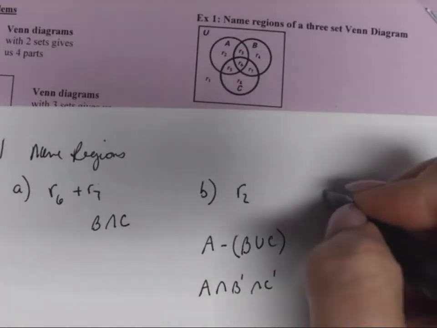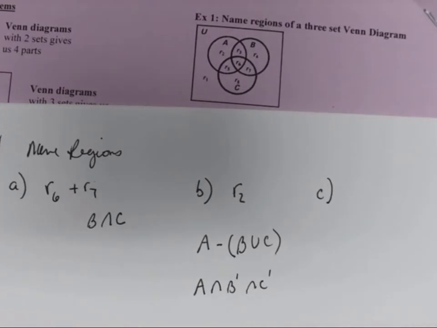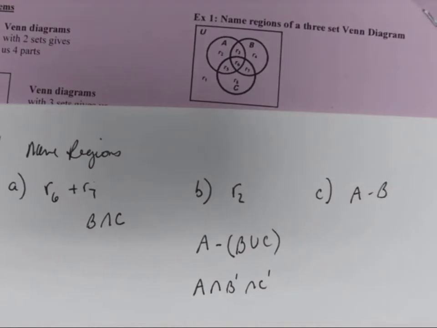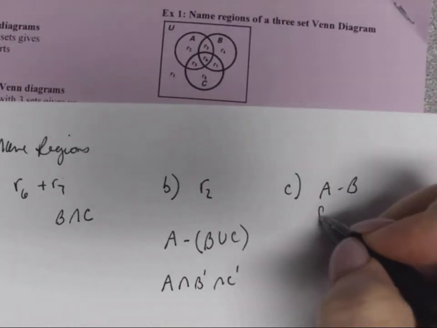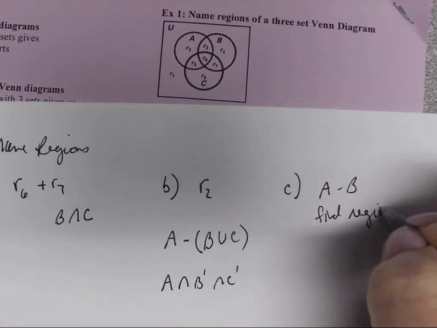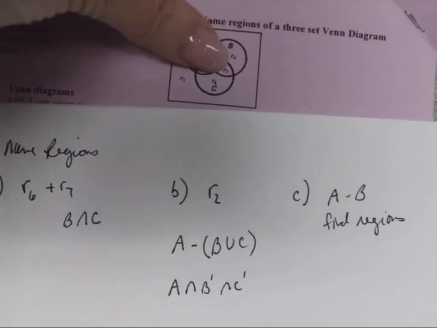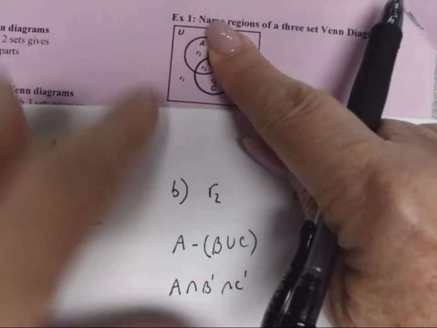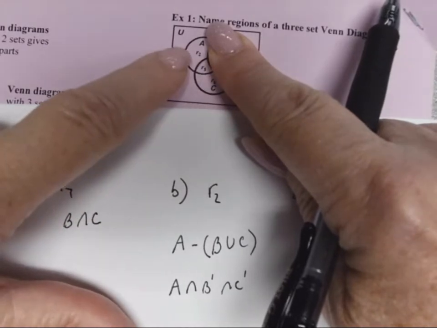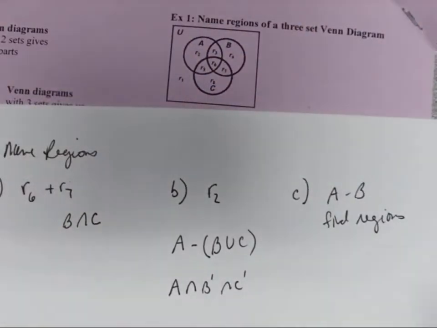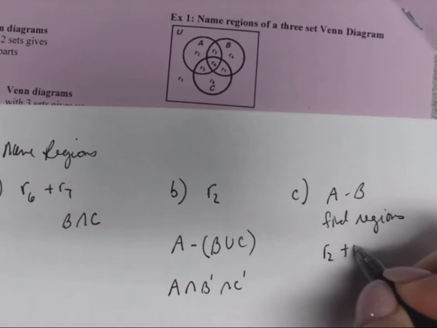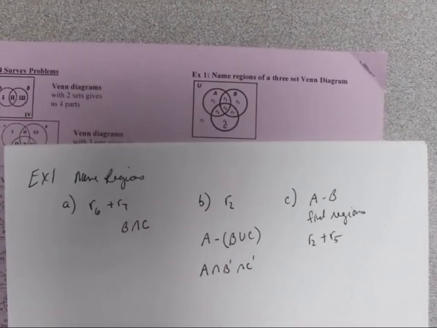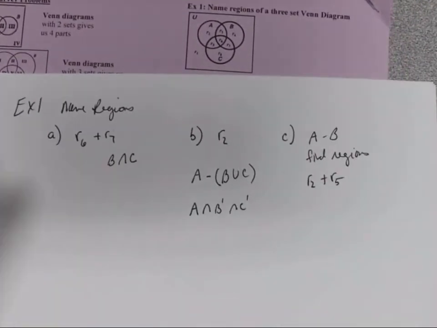All right, let's look at part C. If we're just looking at A minus B, tell me the regions. If we take A and subtract out B, what does that leave us? Well, that leaves us with R2 and R5. So this would be R2 plus R5. So that's just being aware of what the regions are and what it takes to make those happen.